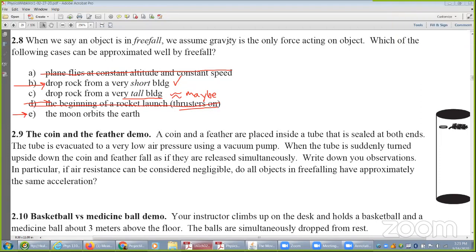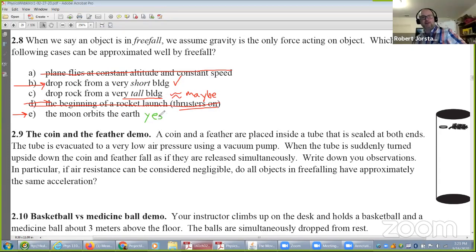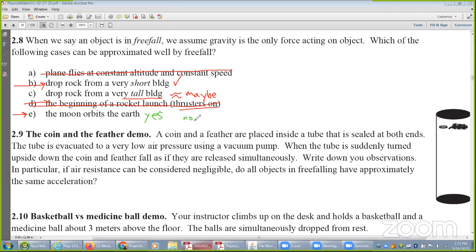No. Yes. How much air resistance is there in space? None. Nothing. Now this is what makes people kind of confused about this.